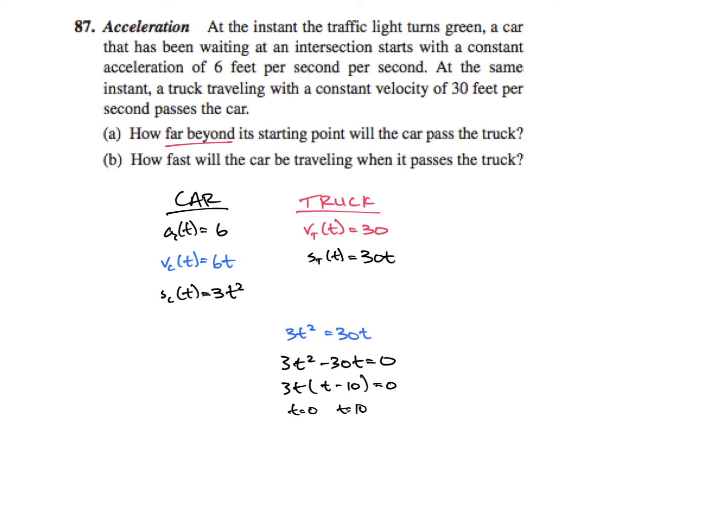So this kind of makes sense, right? I have t equals 0 because that's when they start out. They start out at the same position. And then t equals 10, that's when the car is going to actually pass the truck again.